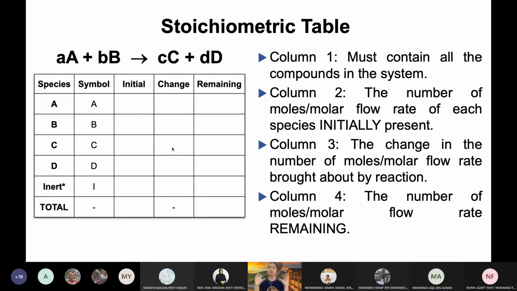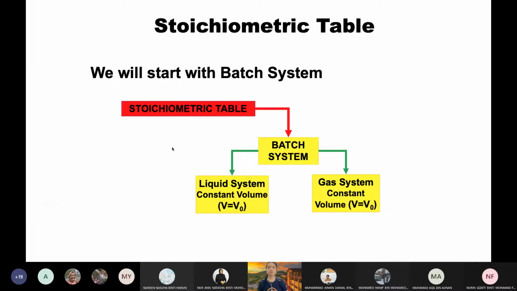Okay, inert, no change. What about remaining? So kalau initial is the in, remaining mestilah yang out. So how much the amount remains after the reaction has taken place. Okay, berapa kuantiti setiap compound selepas tindak balas telah berakhir. So that's why you get your out. Initial is for your in, your remaining is your out. So kamu dapatlah actually the mass balance of the system of the reaction.